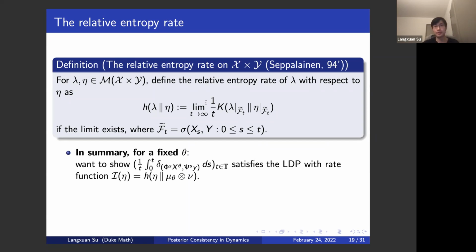So in summary, to prove the asymptotic characterization for fixed theta, what we want to show is that the empirical process for X and Y satisfies the large deviation principle with the rate function given by the relative entropy rate on X and Y, and this relative entropy rate is defined just as above.